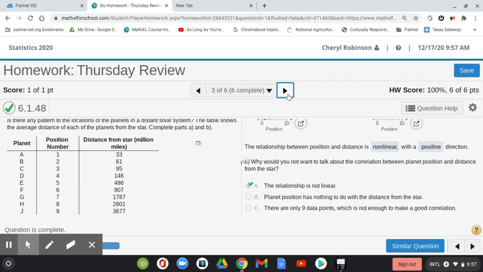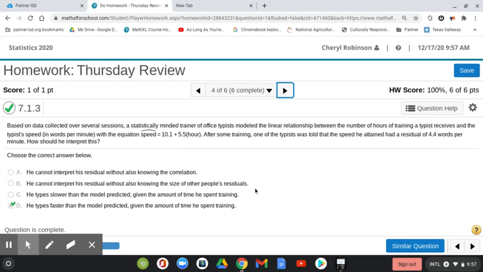Okay, number 4. Based on the data collected over several sessions, a statistically minded trainer of office typists modeled a linear relationship between the number of hours of training a typist receives and the typist's speed in words per minute. With the equation, speed, with a hat over it means it is a predicted equation, is equal to 10.1 plus 5.5 times the number of hours training.